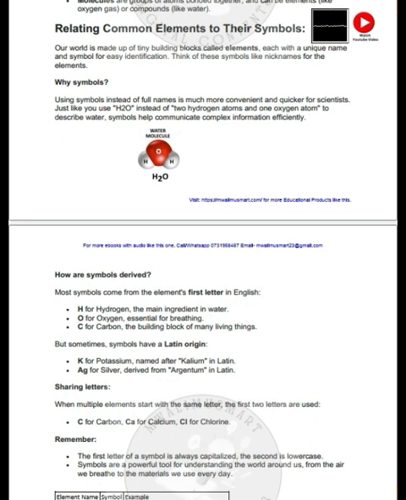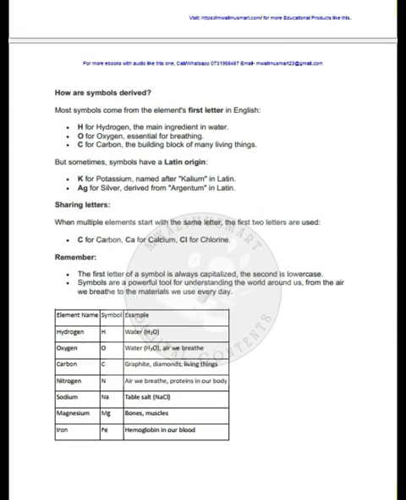How are symbols derived? Most symbols come from the element's first letter in English. H for hydrogen, the main ingredient in water. O for oxygen, essential for breathing. C for carbon, the building block of many living things. But sometimes, symbols have a Latin origin. K for potassium, named after Kalium in Latin. Ag for silver, derived from argentum in Latin.